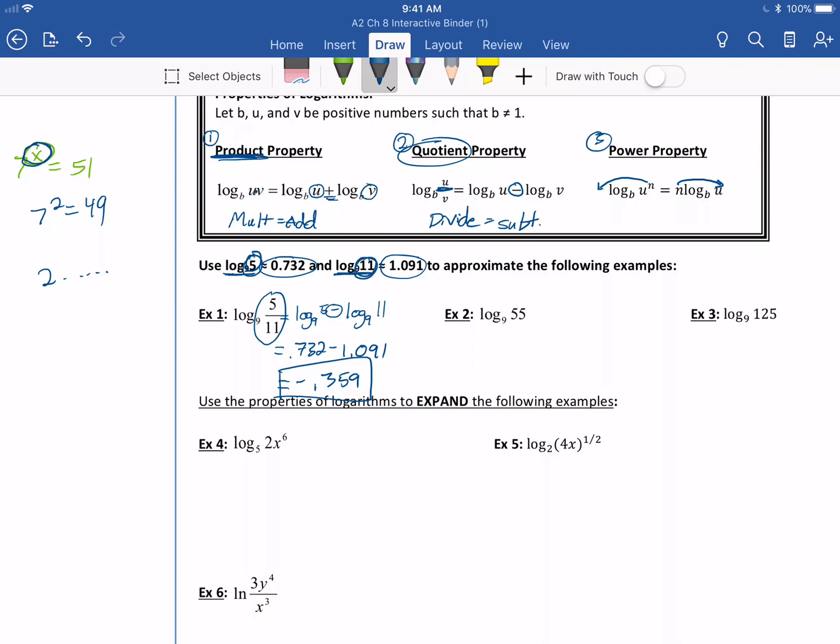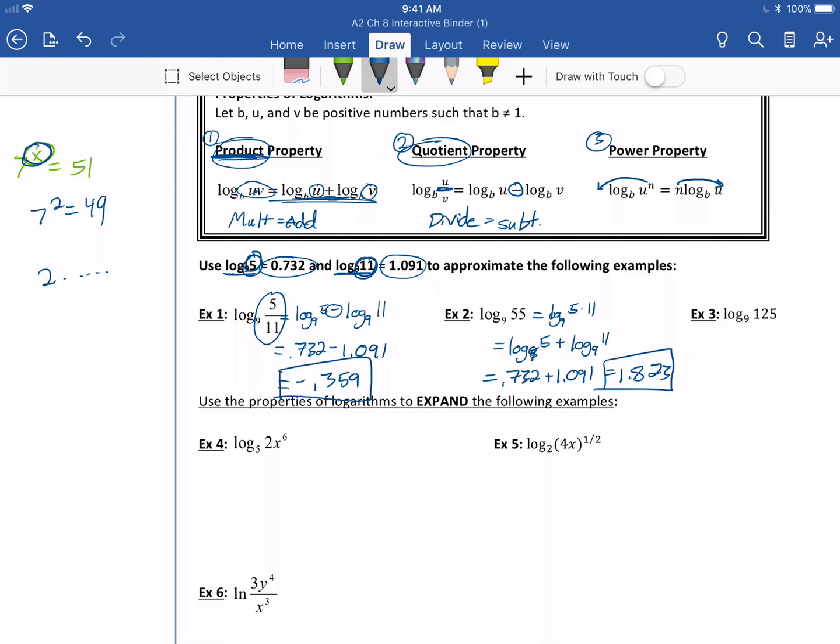Okay. The second one, we look at this, it's got 55, but we have to use 5 and 11 to make 55. But I know that the log base 9 of 55, I can write as log base 9 of 5 times 11. And now I can break that into log base 9 of 5 plus log base 9 of 11. Because I know that my product property, if I have two things that are multiplying, I can break them apart and put an addition in between them. So now I know that log base 9 of 5 is 0.732 plus the log base 9 of 11 is 1.091, and I add those guys together and I get 1.823.